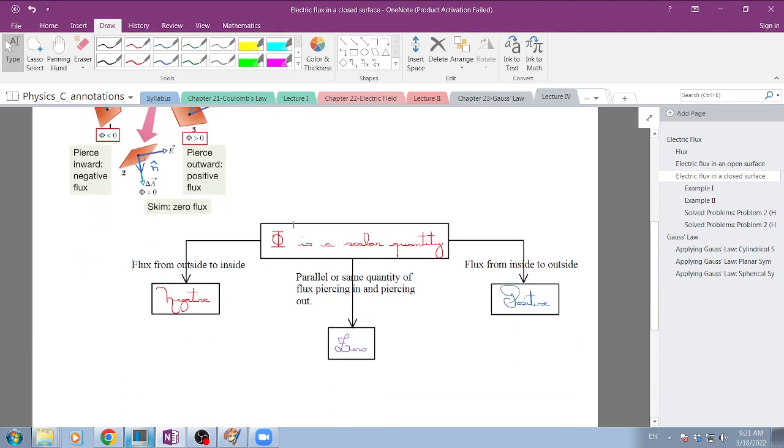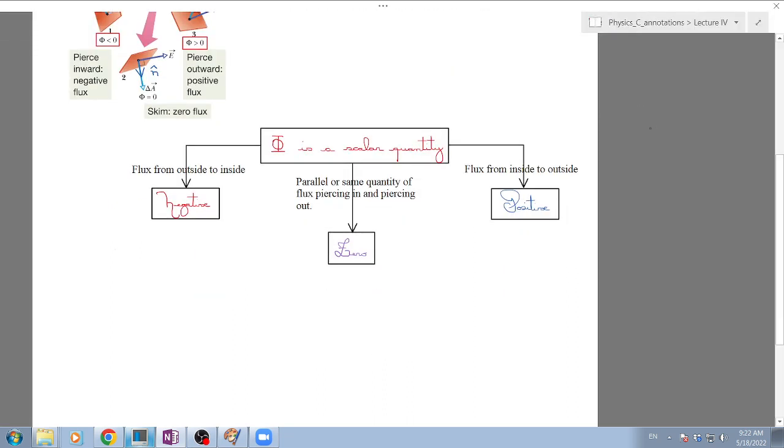that means that the normal vector is perpendicular to the direction of the electric field. Okay guys, so you have these three things that we have to be aware of.